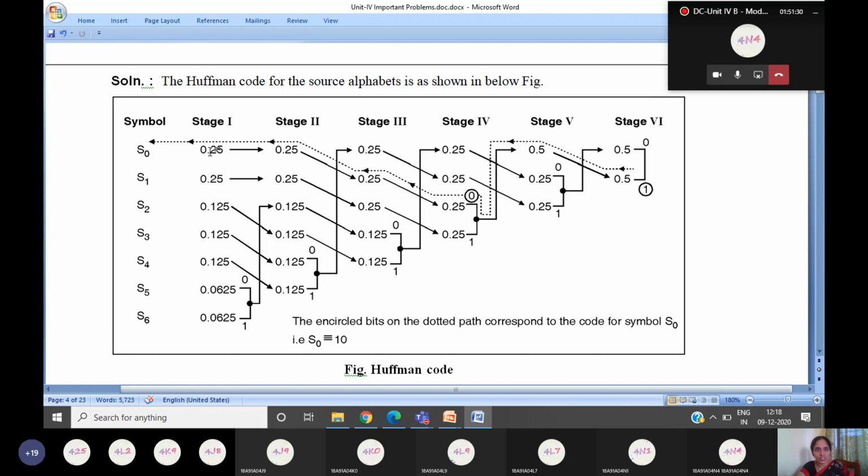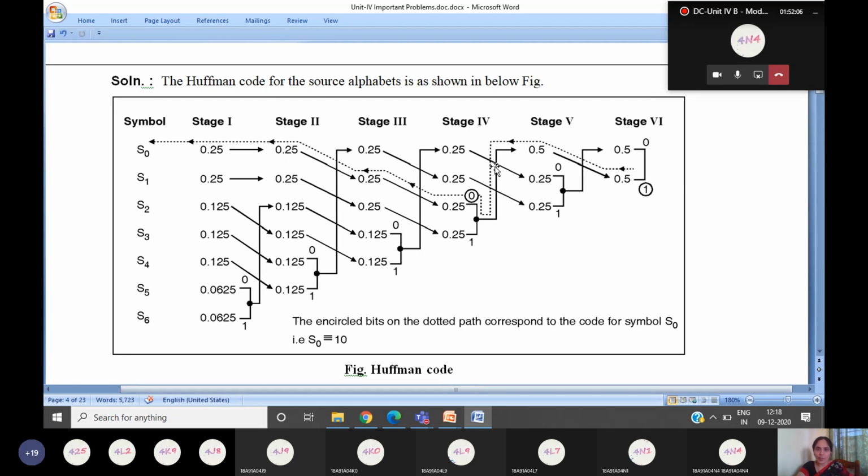Here in stage 1 it is the top position, stage 2 top position, in stage 3 it goes to the second position, stage 3 third position, and in stage 4 it is the fourth position, stage 4 it is the third position, and stage 5 it is first position, and stage 6 it is the second position. So please mention it with arrows, observe the path of symbol S0 in the reverse direction, and write down the corresponding code word.